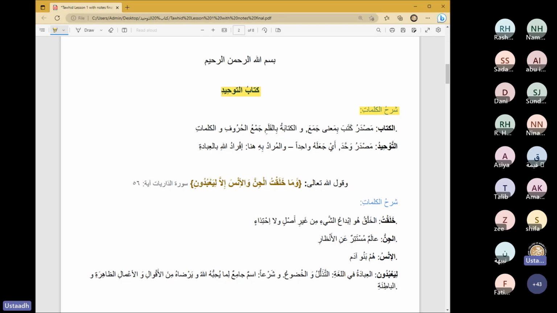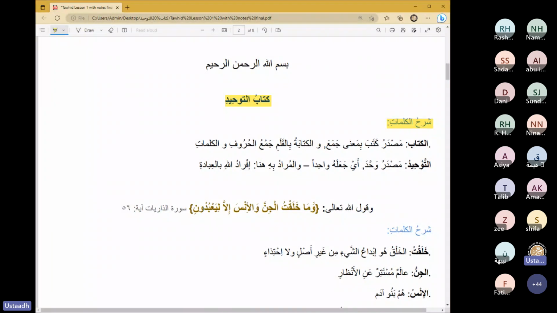So Kitab al-Tawheed, we know from our lessons that Kitab is Mudaf and al-Tawheed is what? You could answer on the chat if you like. Yes, Mudafun Ilay. Kitab al-Tawheed, which means the Book of Tawheed. So Sharh al-Kalimat, again, Sharh means explanation. Just make it a bit bigger. Al-Kalimat is the nouns or the words. Again, Mudaf and Mudafun Ilay.